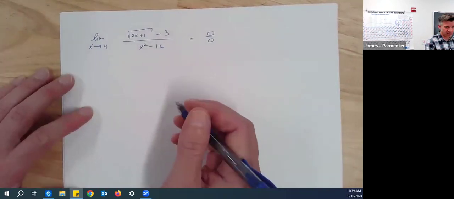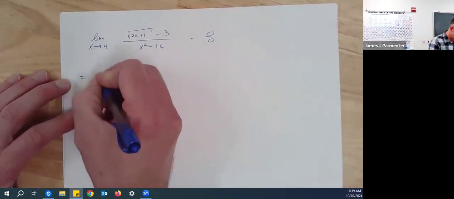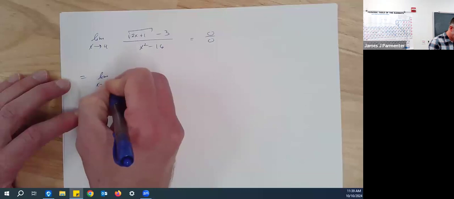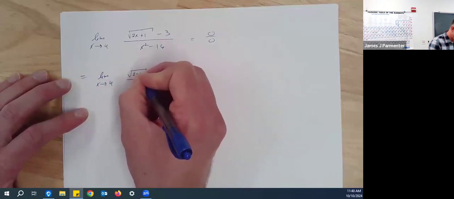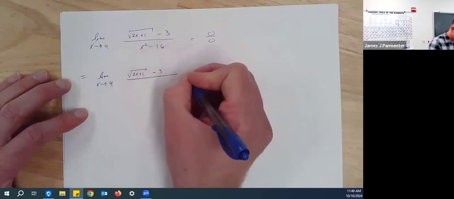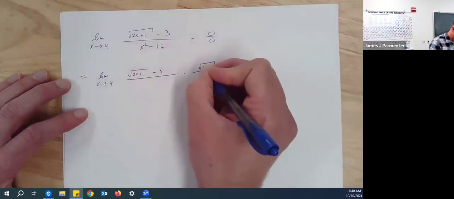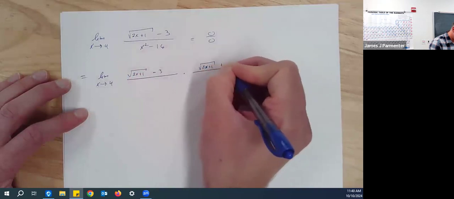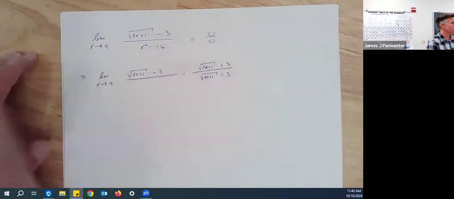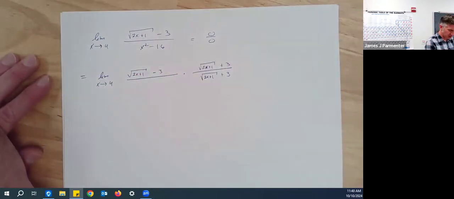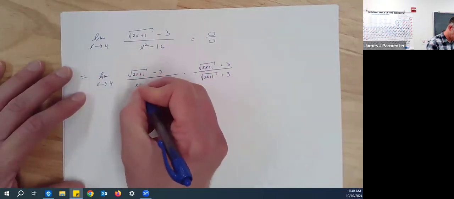So before we can start factoring and canceling, we're going to have to multiply the top and bottom by the conjugate of the thing that has a square root. So the conjugate of the square root of 2x plus 1 minus 3 is the square root of 2x plus 1 plus 3. And you can't just multiply by anything you want. You have to multiply by 1. So the conjugate divided by the same conjugate. And the denominator is just still x squared minus 16.